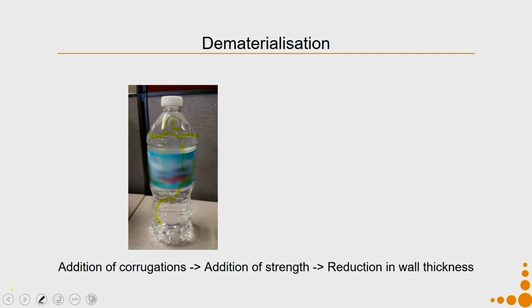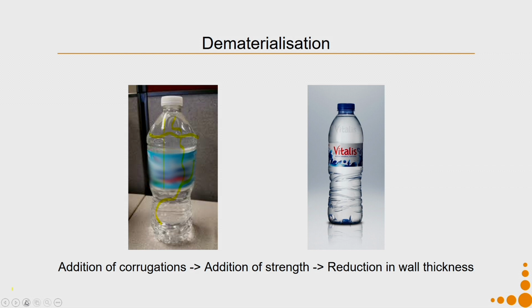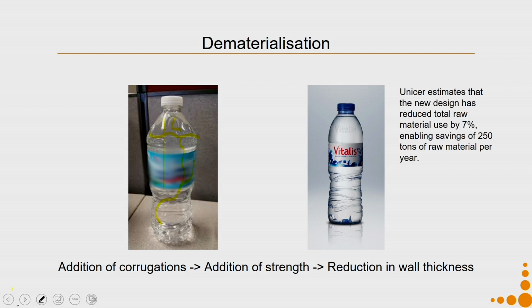If we see an example of the same, that is what the company Unicer did with its water bottle called Vitalis. We already discussed how they came up with this kind of a structural design. With this structural design, they have reduced total raw material use by 7%, and as a result they estimate that they will be able to save 250 tons of raw material per year. So, this is an example of achieving dematerialization.